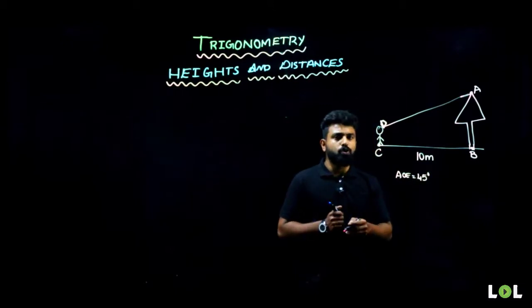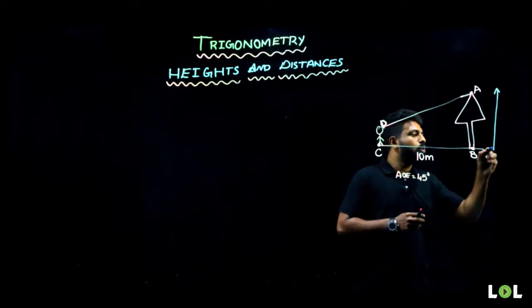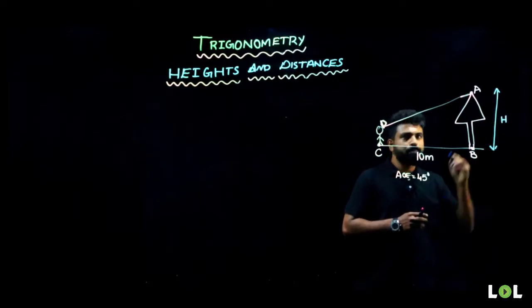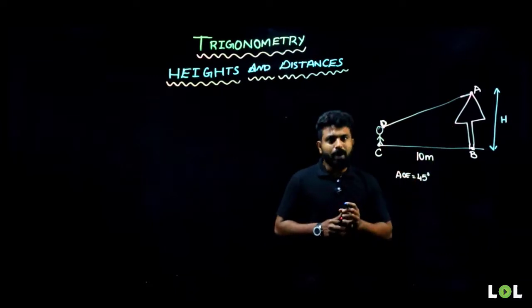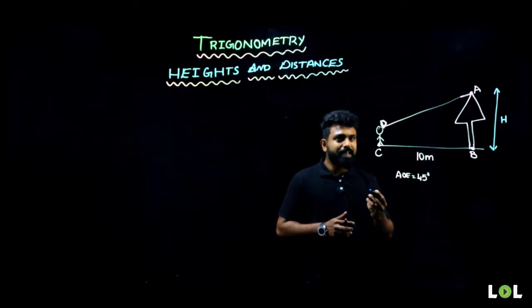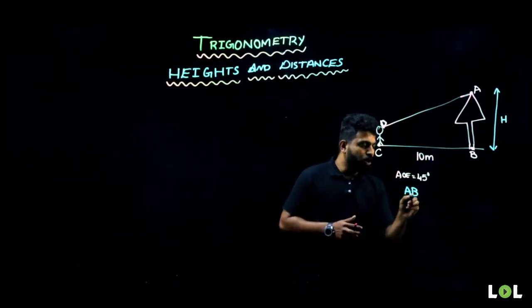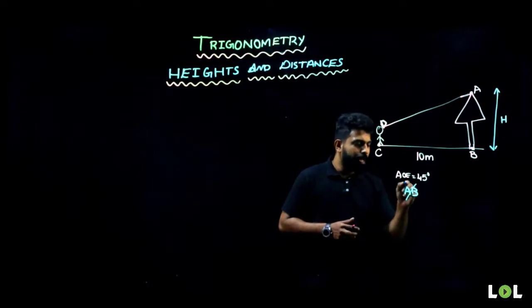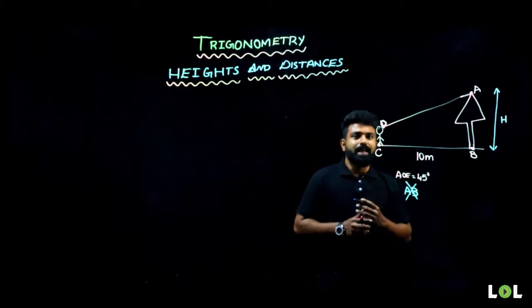Now if I ask you, find the length of the tree or the height of the tree here. What will be the height of the tree? Now when I tell you height of the tree, it is opposite side to my angle of elevation here. So what is my opposite side here? Is it AB? Most of the students take AB as the opposite side, and that is absolutely wrong. Why is it wrong? Look at it very carefully.